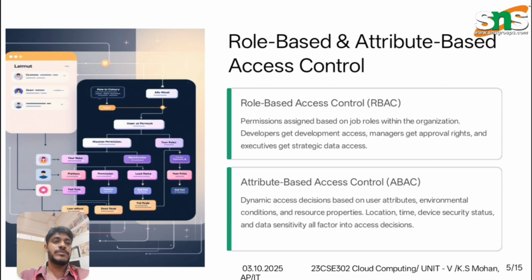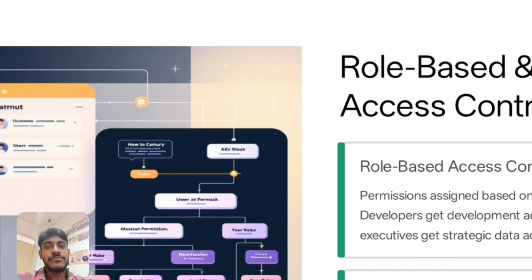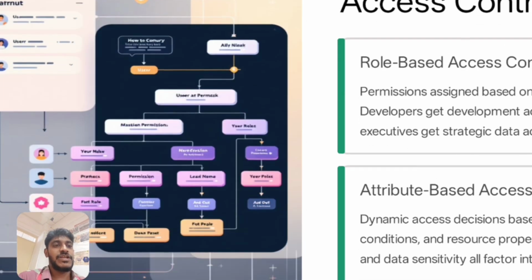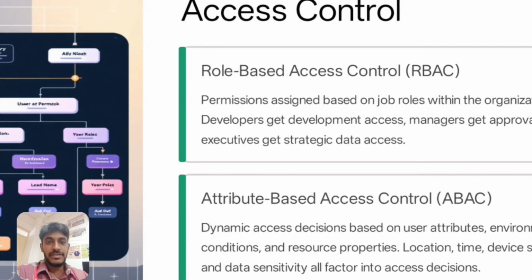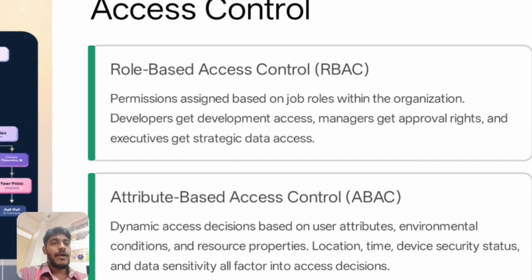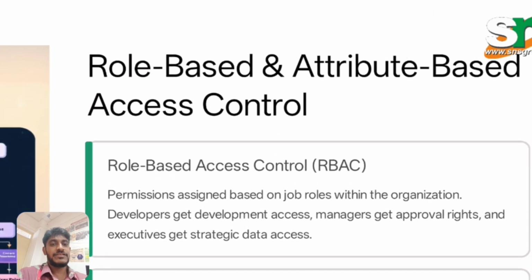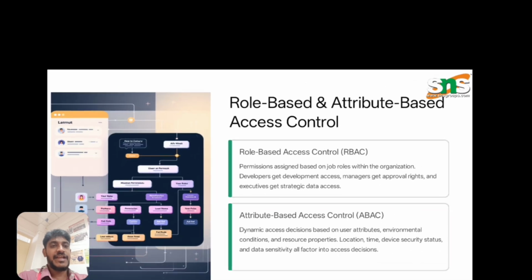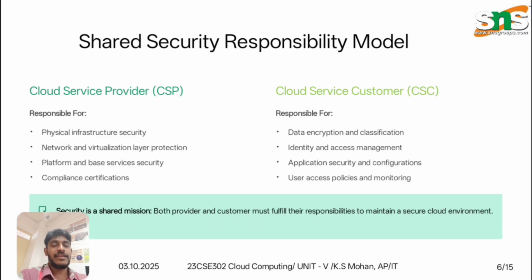Role-based and attribute-based access control is part of this topic in cloud research. RBAC is role-based access control, and ABAC is attribute-based access control. In the picture we can see how the layout and other things are processed here. Permissions are assigned based on job roles in the organization. A developer gets developer access, a manager gets approval rights, and an executive gets strategic data access. These things are shared as security.